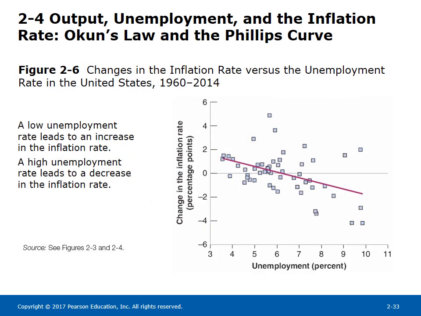Figure 2-6 illustrates the Phillips curve, showing the negative relationship between changes in the inflation rate and the unemployment rate in the United States, 1960 to 2014. A low unemployment rate leads to an increase in the inflation rate. A high unemployment rate leads to a decrease in the inflation rate.